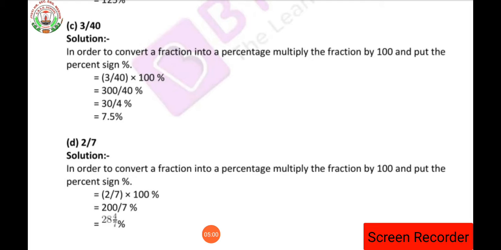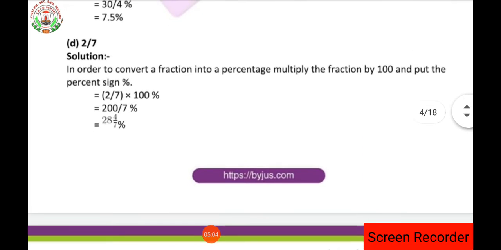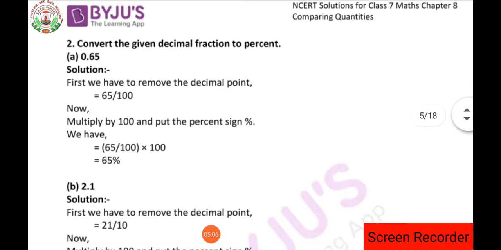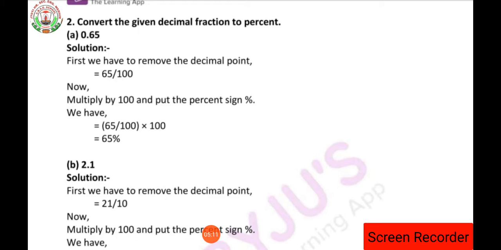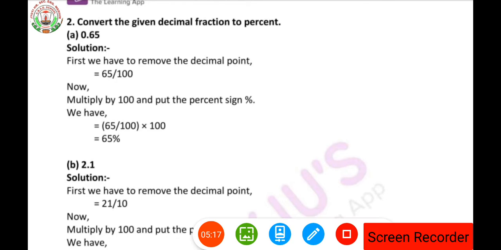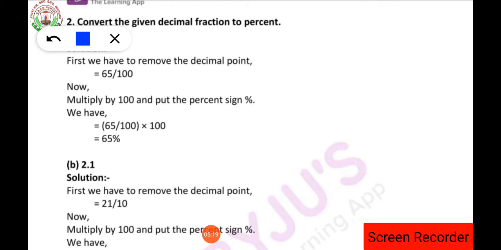Yes, of course it is a mixed fraction form. Clear up to here? Then the next part of the question, we are having question number 2. Here we have to convert the given decimal fraction to percent. As we have done the first question, in the same way we have to do this question also.